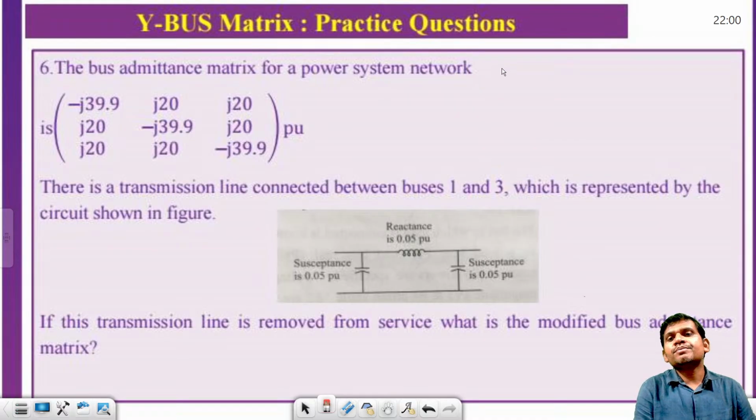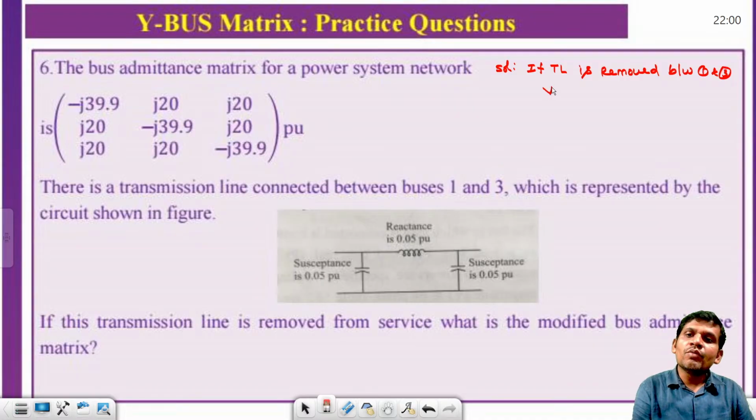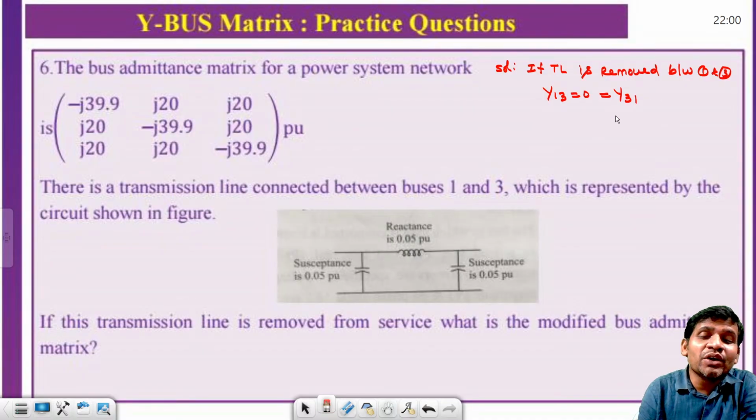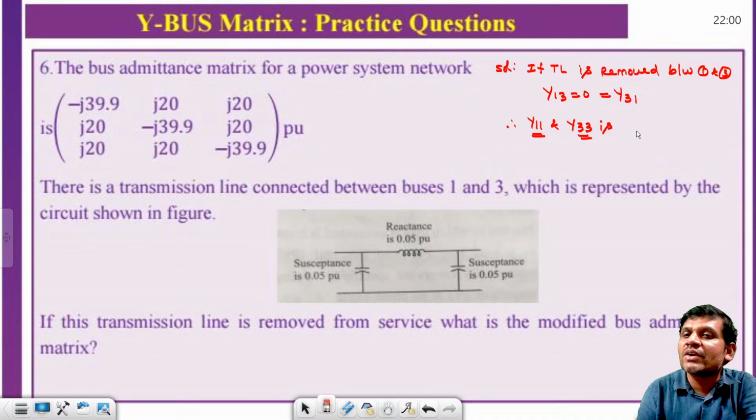Yes, friends. If the transmission line is removed between 1 and 3, then Y13, that is also Y31, become 0. Now Y13 and Y31 are contained in which elements? They are in Y11 and in Y33. That means Y11 and Y33 are affected. The Y11 element and the Y33 element are affected.